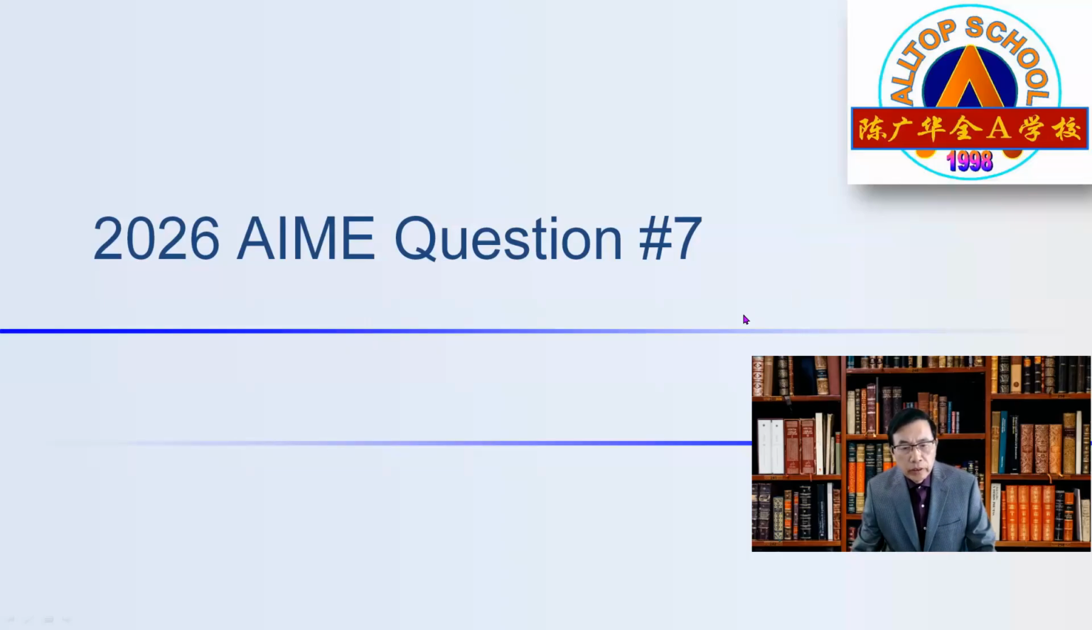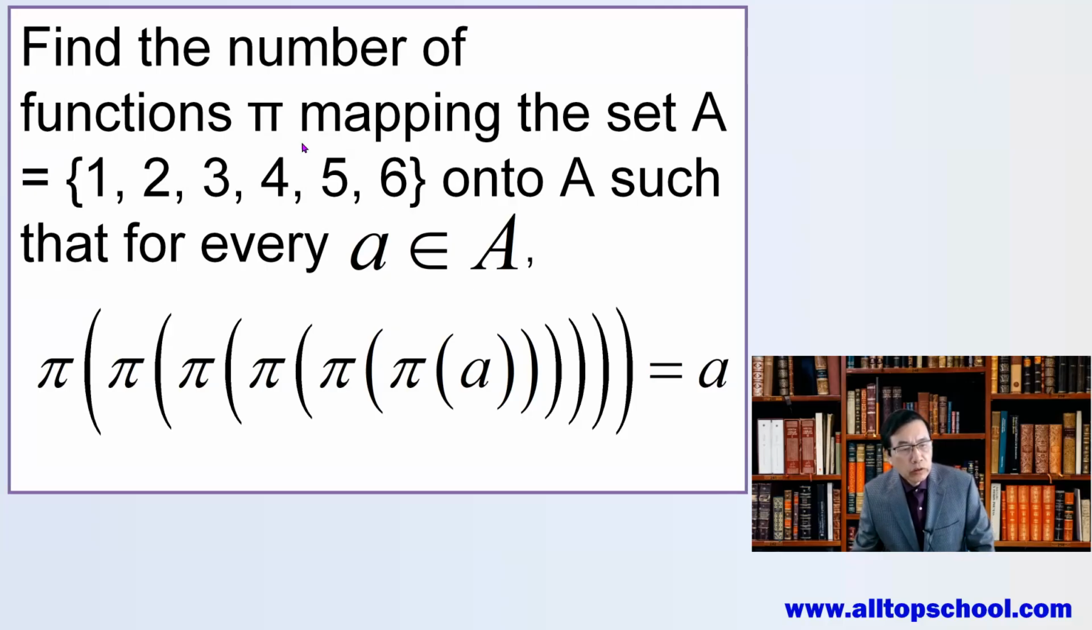2026 AIME problem number 7. Find the number of functions pi, where pi is the symbol of the function, mapping the set A = {1, 2, 3, 4, 5, 6} onto itself, such that for every element in the set A, when you apply the function 6 times, it comes back to itself.